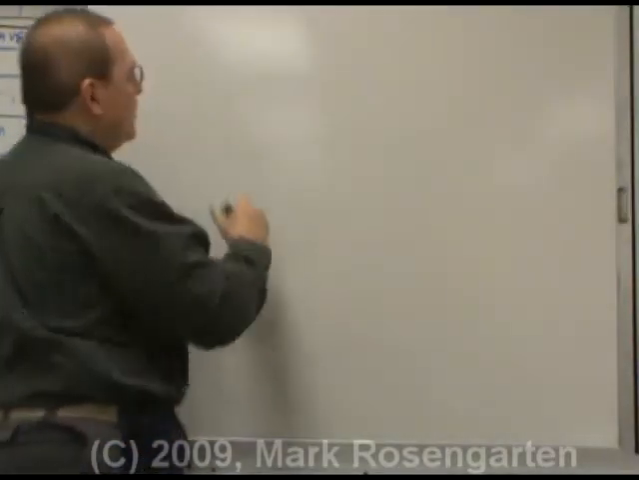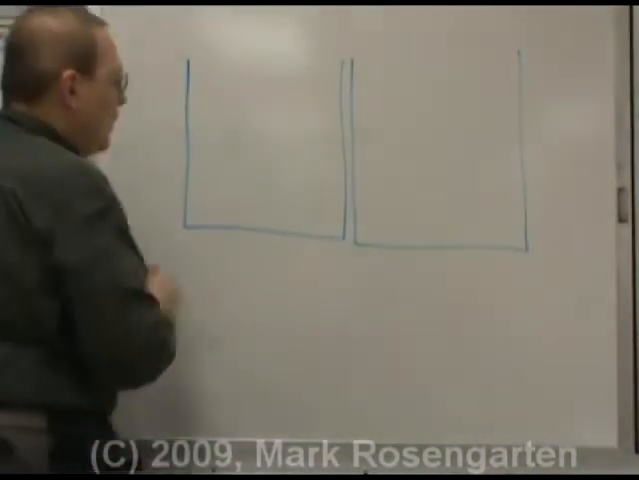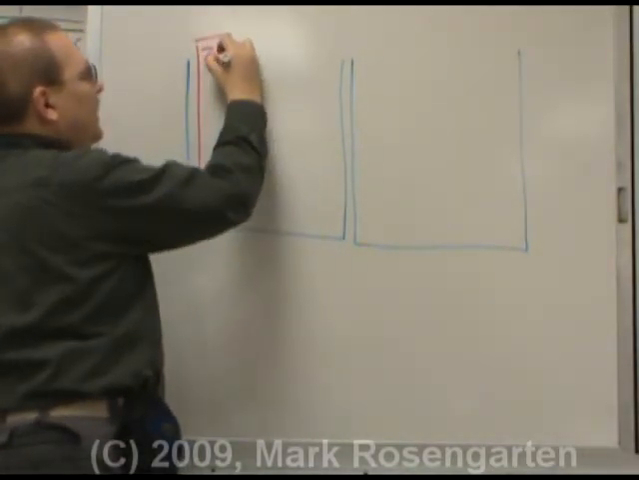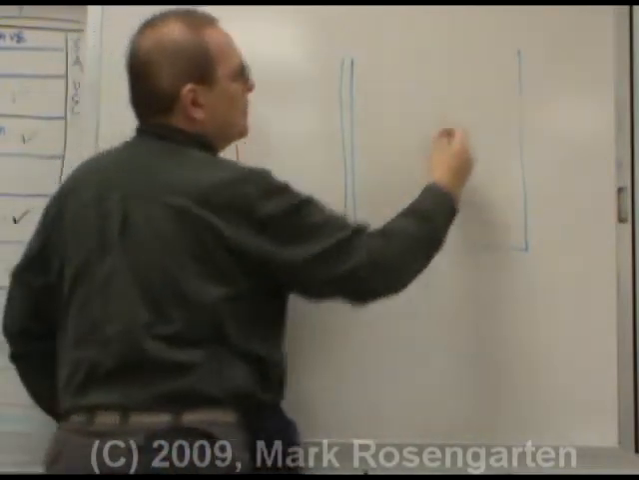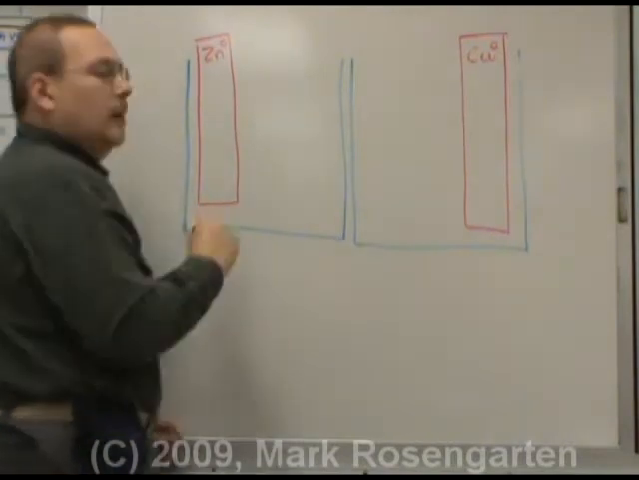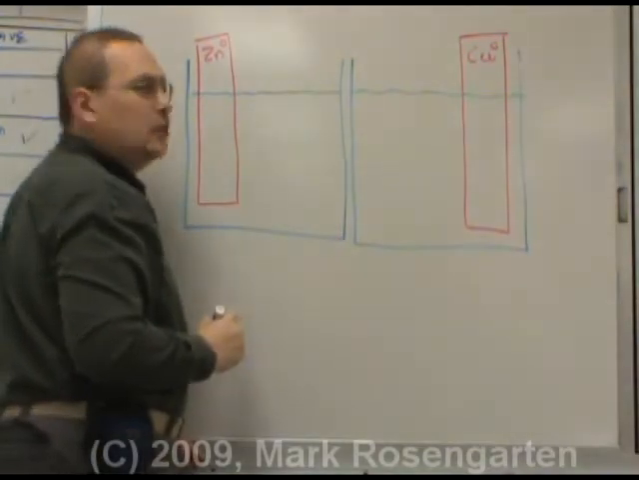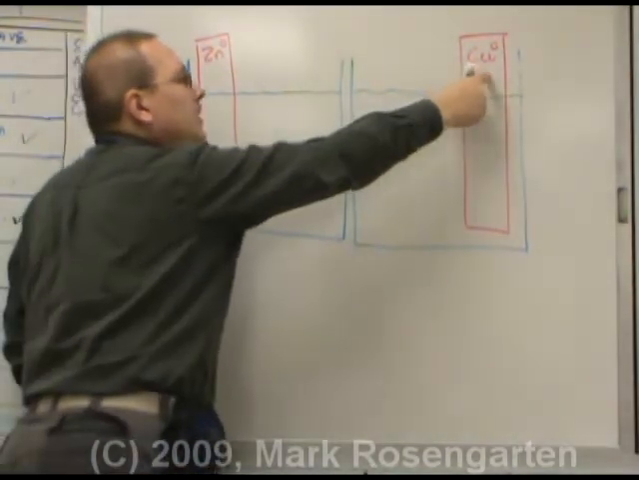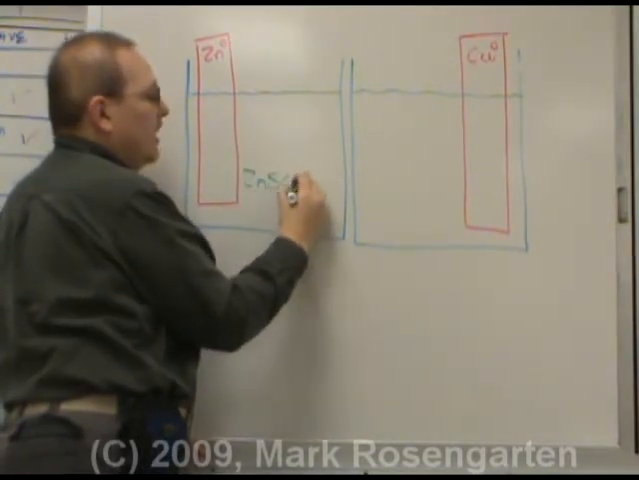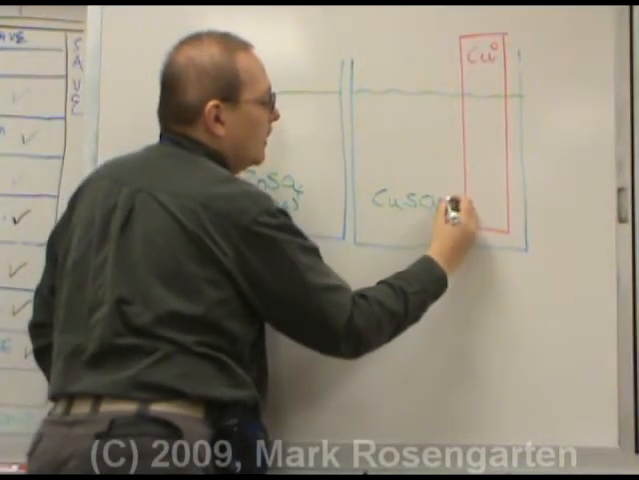And so to diagram this cell, we have two beakers. In these beakers, we have strips of metal. We have zinc 0 as one of the metal strips, and copper 0 as the other metal strip. These metal strips are immersed in solutions. These solutions contain the positive ions of our metals with a spectator ion. In this case, zinc sulfate, and in this case, copper 2 sulfate.